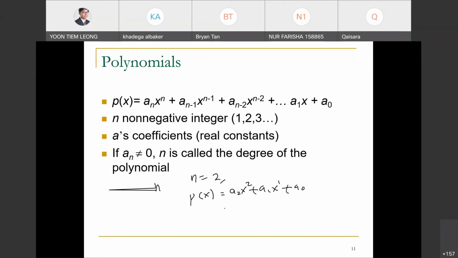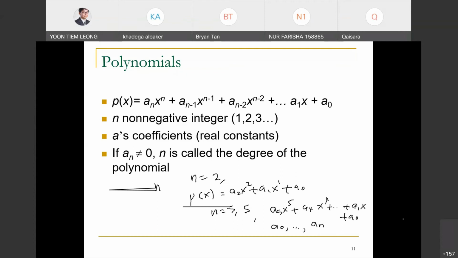So if n is equal to 5, then the highest term in the polynomial would be a5x power 5. And the other terms would be with power which is less than that. So you add a1x power 1 plus a0. And in this case, all the a's, a1, a2, a3, a0, up to an, are what we call the coefficients.